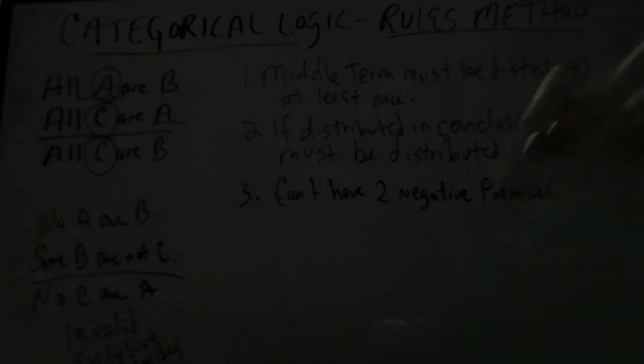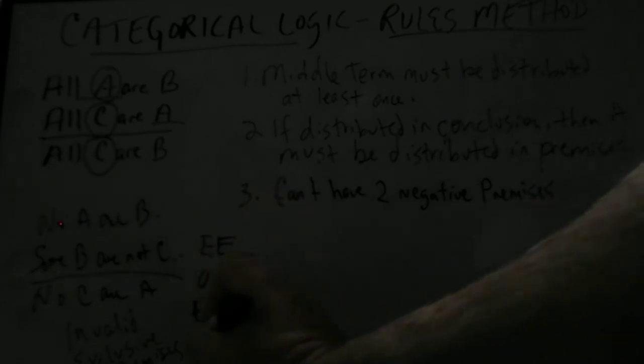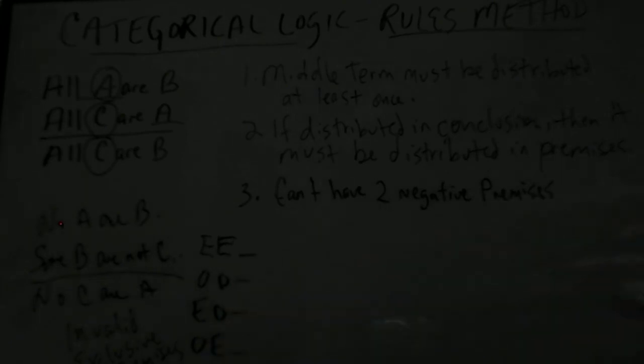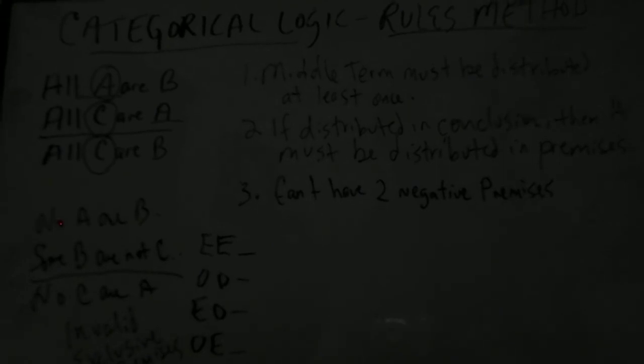Okay. Now again, what's nice about this is the fact that you don't actually need to see an argument written out. If you're looking at your mood and you see EE, it doesn't really matter what the conclusion is, but your premises EE, OO, EO, OE. Any of those combinations, you know that it's invalid because it violates this third rule, which says that you cannot have two negative premises.